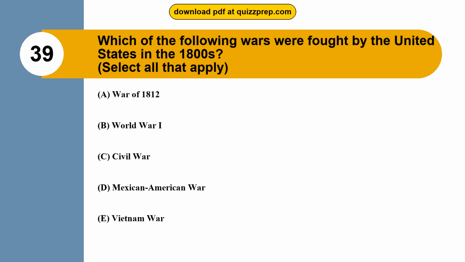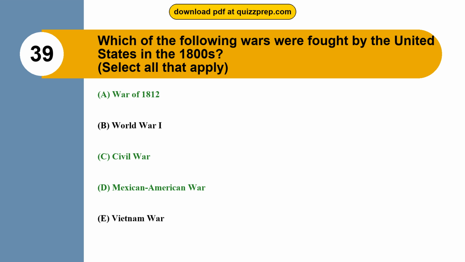Question 39. Which of the following wars were fought by the United States in the 1800s? Option A. War of 1812. Option B. World War I. Option C. Civil War. Option D. Mexican-American War. Option E. Vietnam War. The correct answers are options A and C and D.